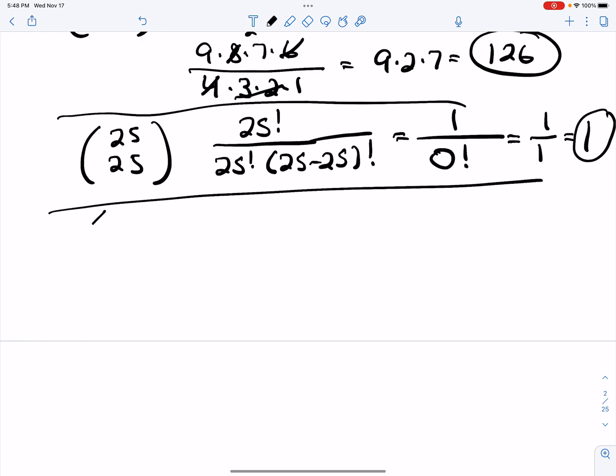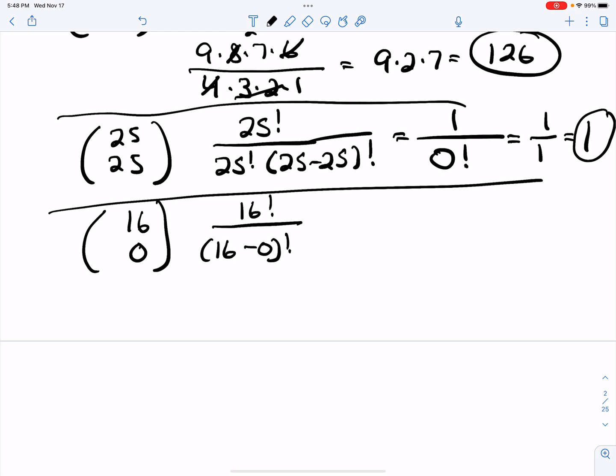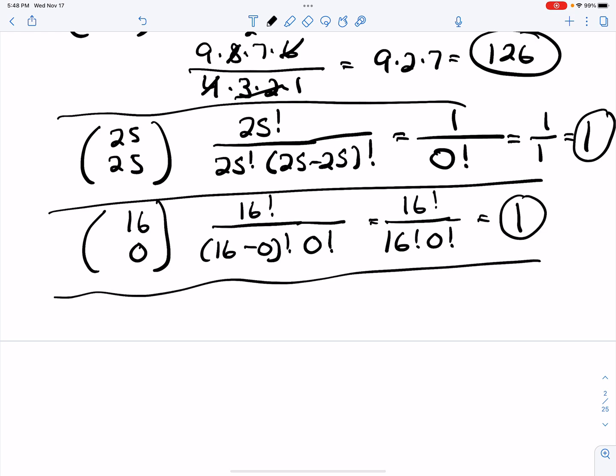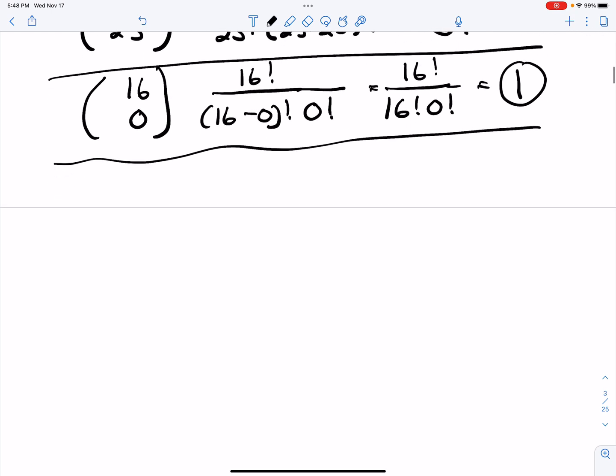If you had 16 choose 0, you'd have 16 factorial over (16 minus 0) factorial times 0 factorial. So you end up with 16 factorial over 16 factorial times 0 factorial. So you end up with 1 again. Or they could write it like this with the C.